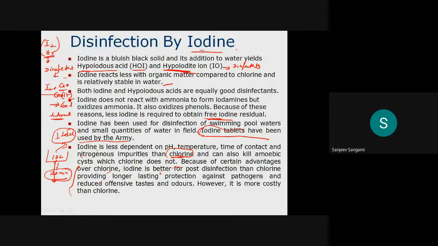Because of certain advantages over chlorine, iodine is better for the post-disinfection process than chlorine, providing longer-lasting protection against pathogens and reducing the offensive taste and odors. However, it is more costly than chlorine.